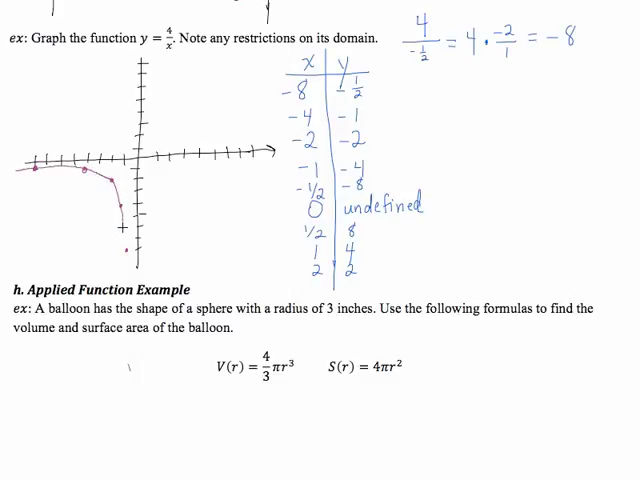The basic graph of a rational function. This is called a rational function because it's got a fraction. At x is 0, we're going to have an asymptote there. And then you can just follow the pattern and see that. That's the basic shape.